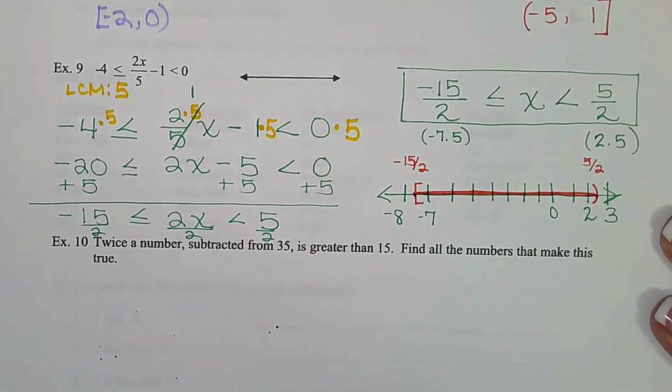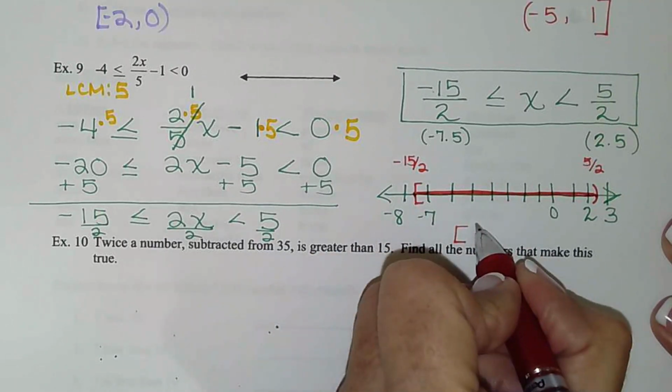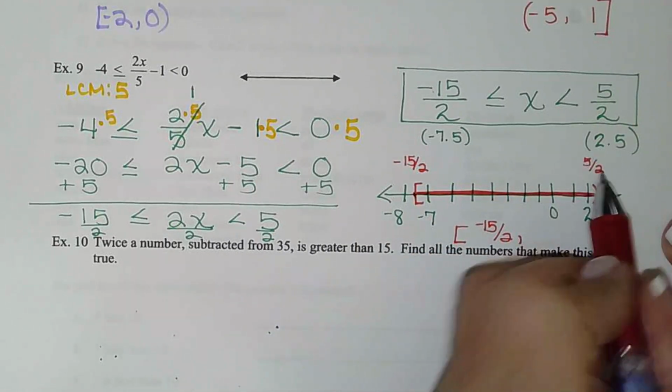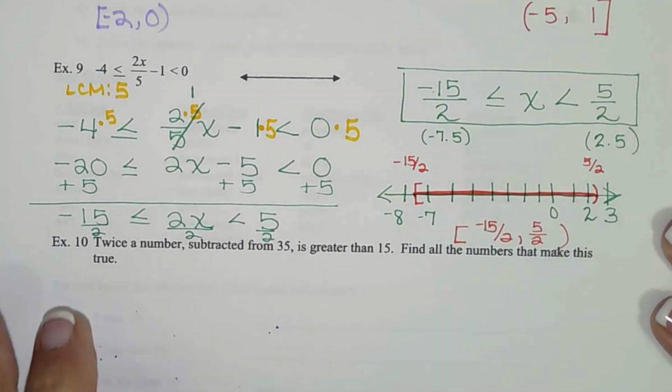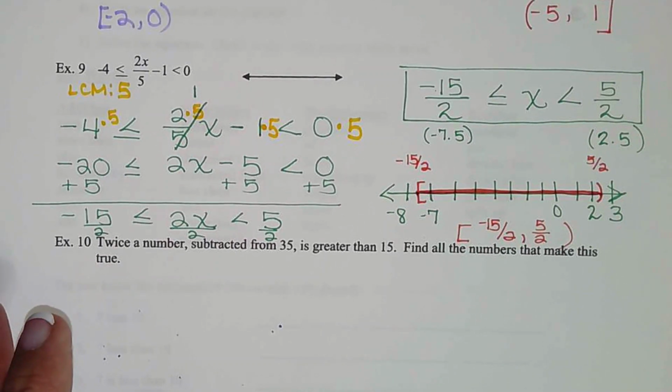So to write our interval notation, we'd go bracket, negative 15 halves, which is on the left, comma, 5 halves is on the right, with a parenthesis. And there you have it. So even though it was fraction-y answers, still just as easy. So those are called solving compound inequalities.